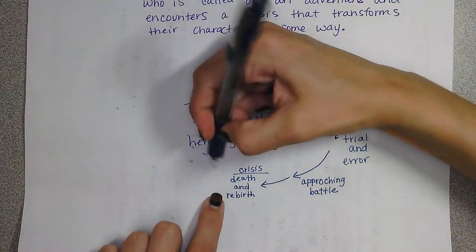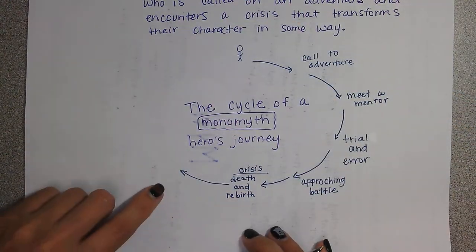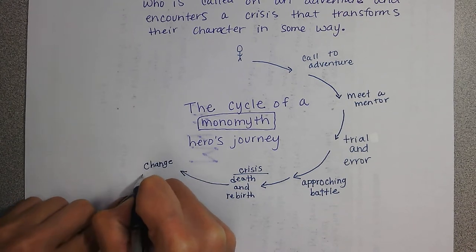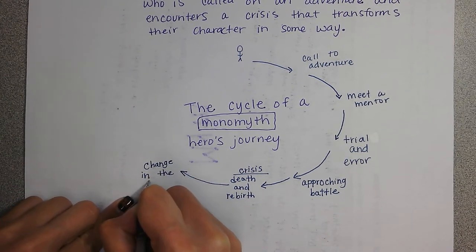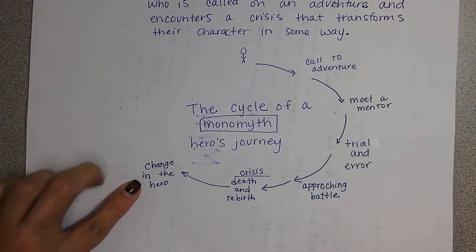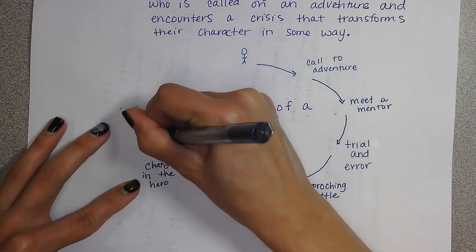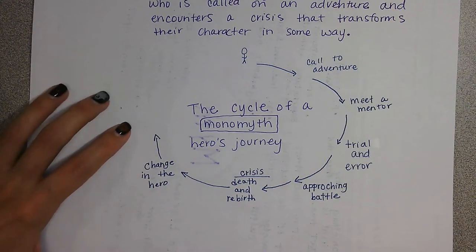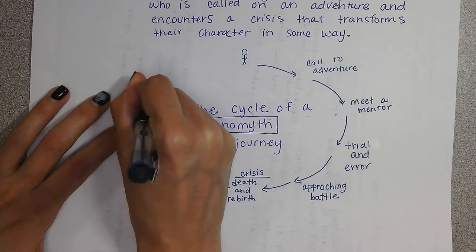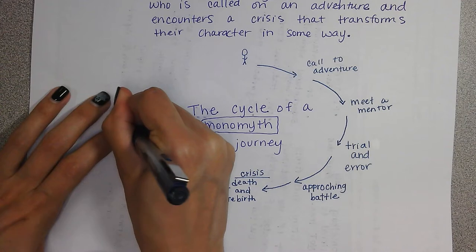So I'm going to go ahead, next part, is there's going to be a change in the hero. Okay, after there's a change in the hero, right, they realize something special happens. In that case, they win some type of reward. So I'm going to go ahead and put here reward. They win some type of, I'm going to also put the word treasure.